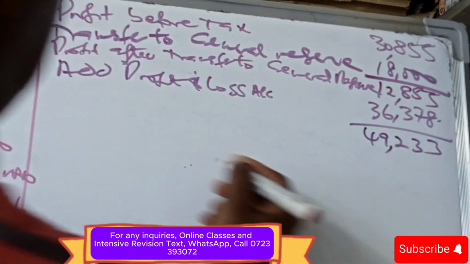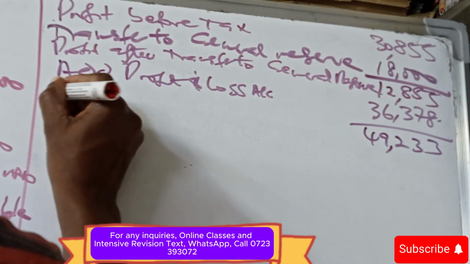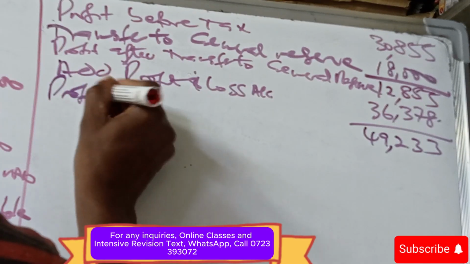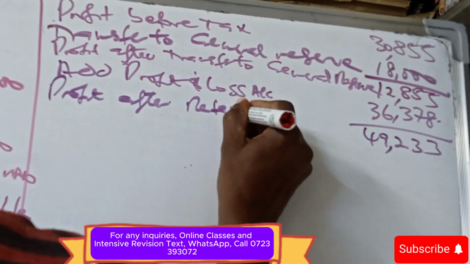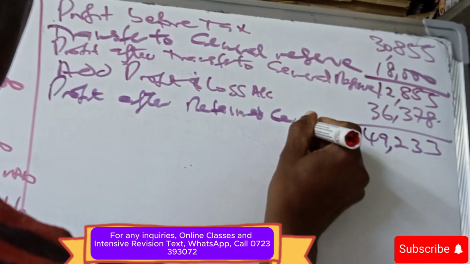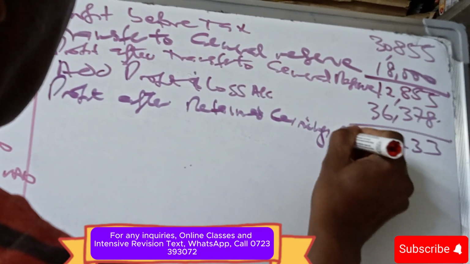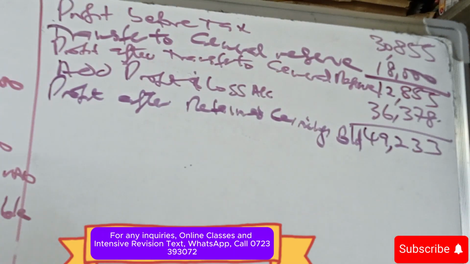49,233. And we're saying profit after retained earnings brought down. As they are brought down, we have added a profit, retained earnings brought down.